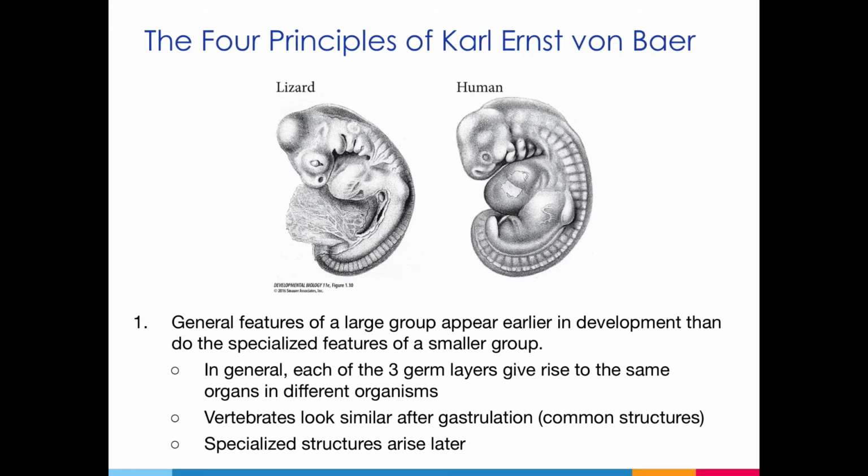Because general features that are characteristic of a larger group of organisms appear early in development, that means that the organisms belonging to that group, in this case vertebrates, for example, will appear very similar right after gastrulation, and that's what's shown in these drawings.